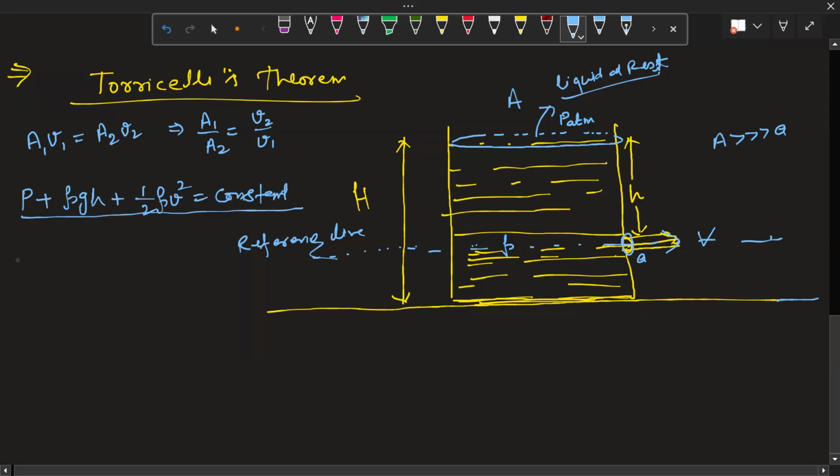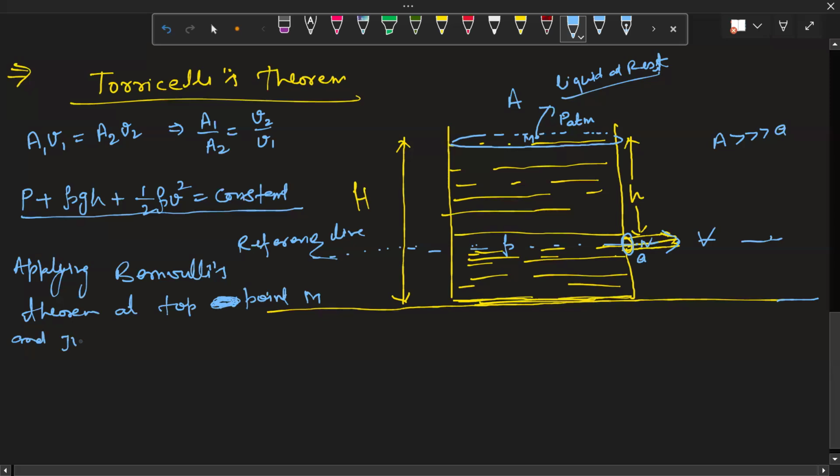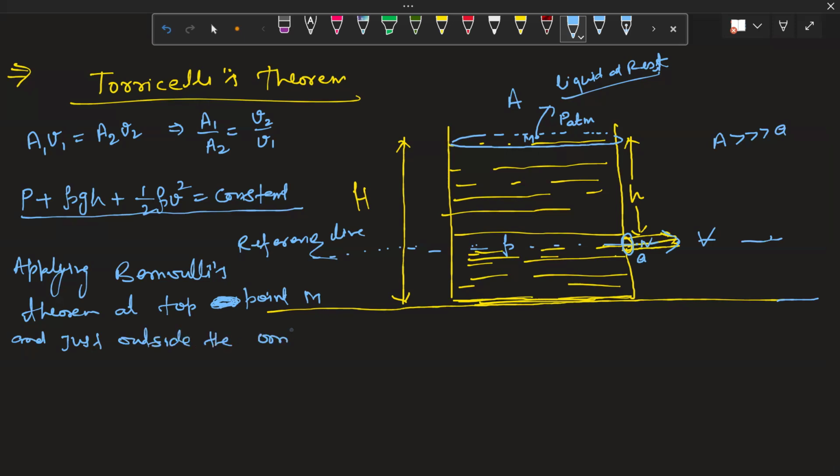So this equation I will apply, applying Bernoulli's theorem at the top point M and just outside the orifice, that is N. So at M, pressure is P atmospheric.